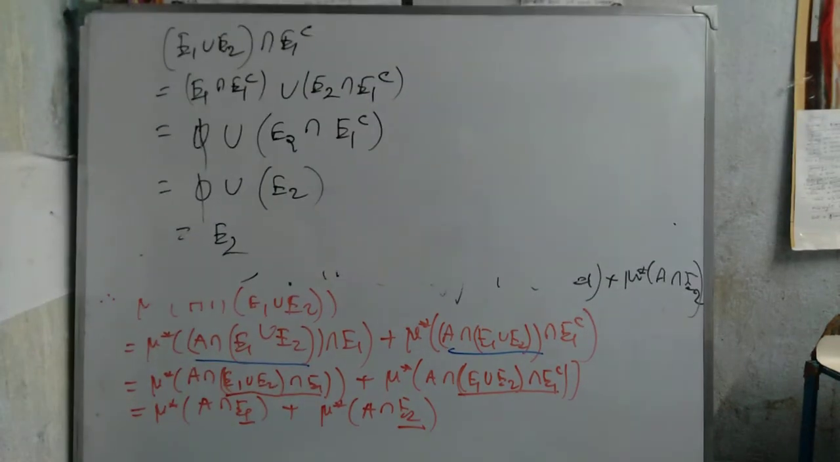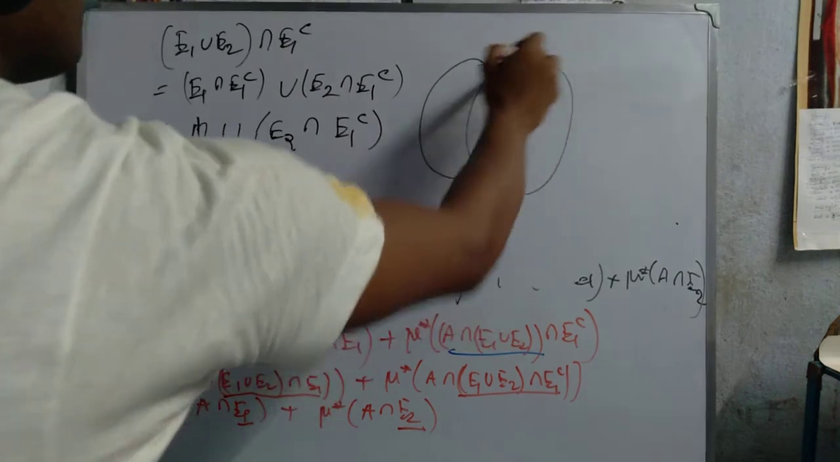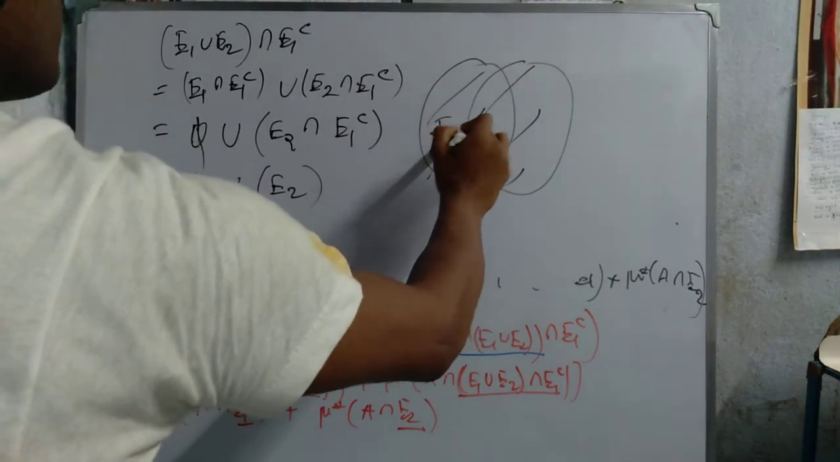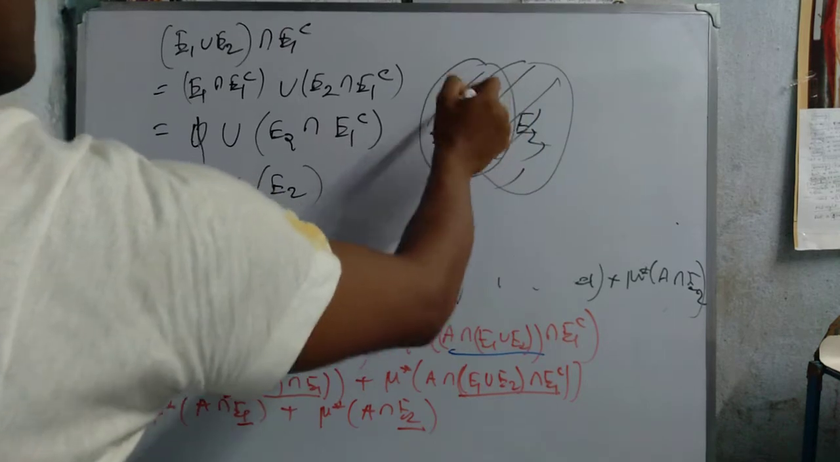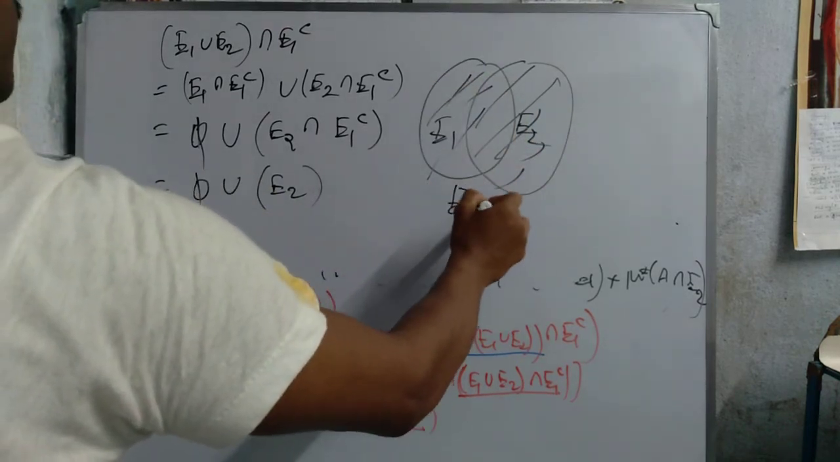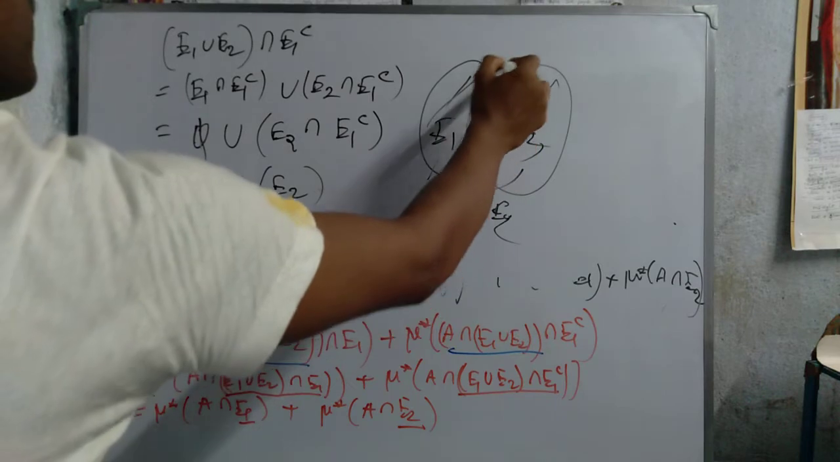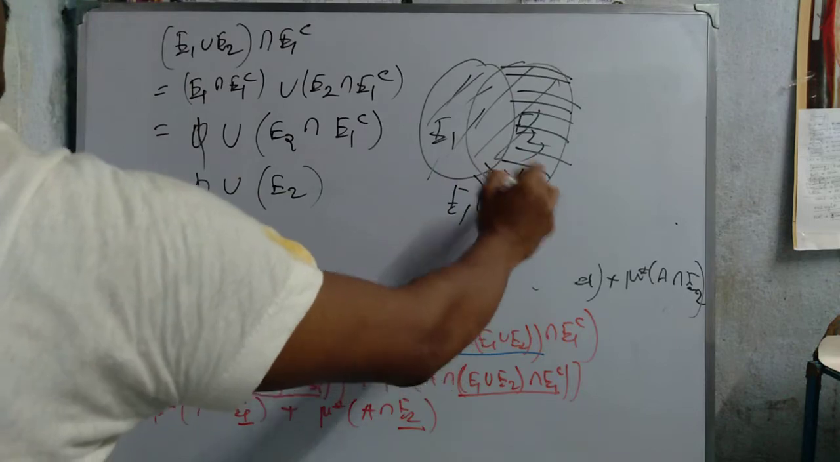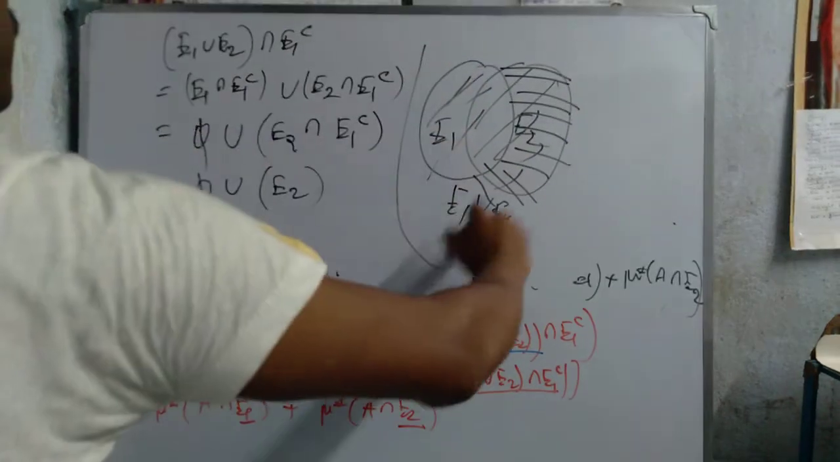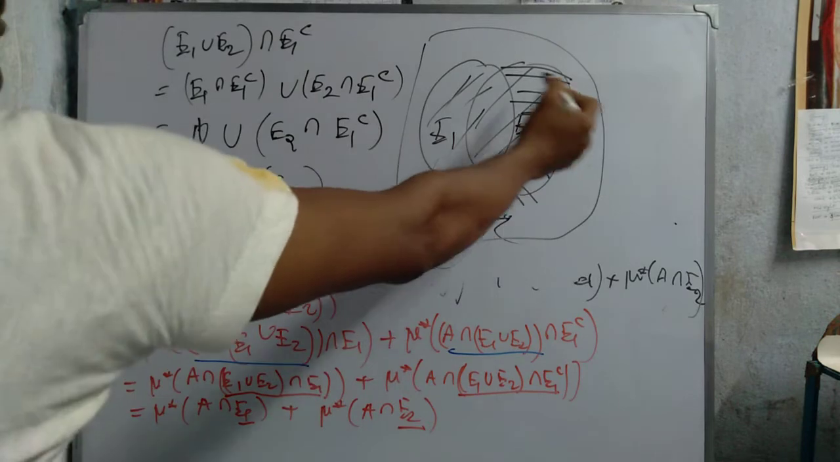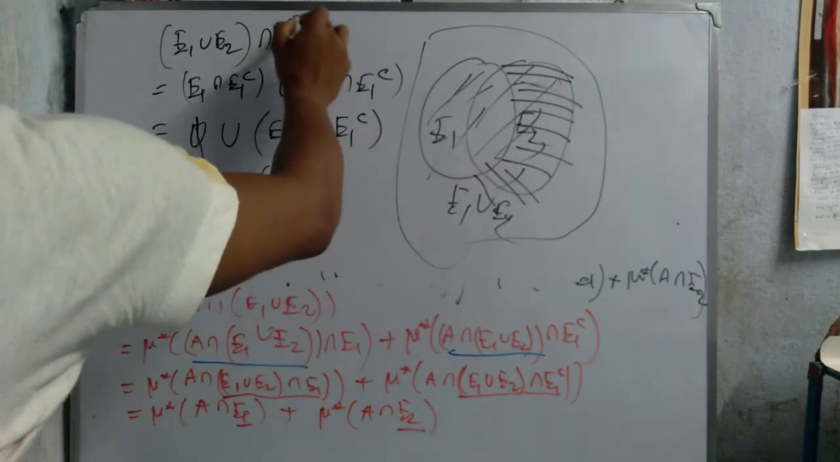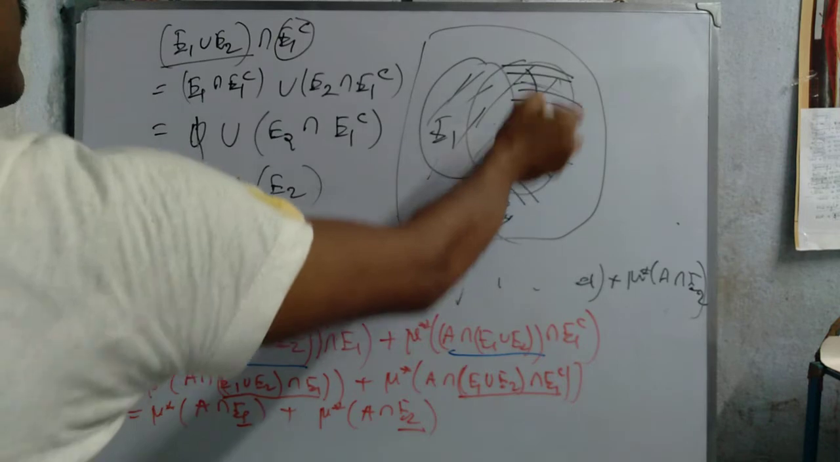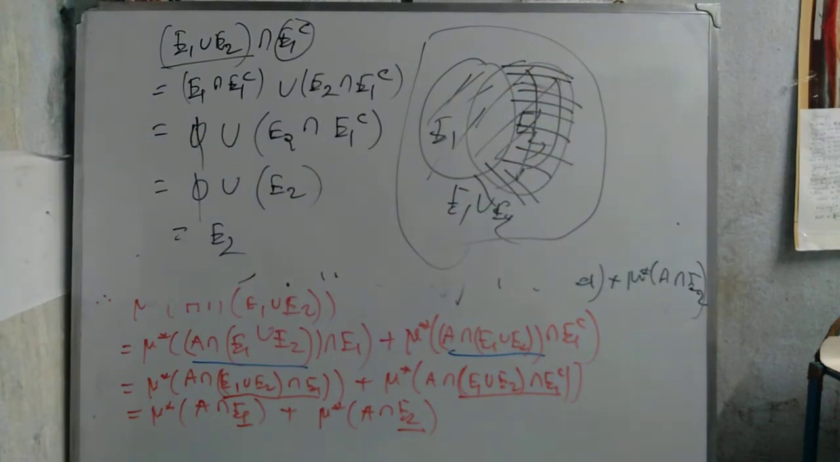If you draw this Venn diagram, E1 and E2, this one is E1, this one is E2, and the total portion is E1 union E2. Now E1 complement means this portion. The intersection of E1 complement with the other set is this portion. We will not consider that; just the intersection of E1 complement with the union means this one. Understand or not? I think all understand that portion, but we are not stopping here.